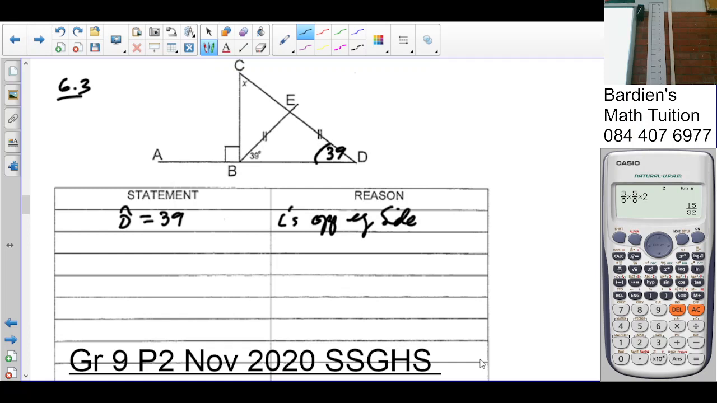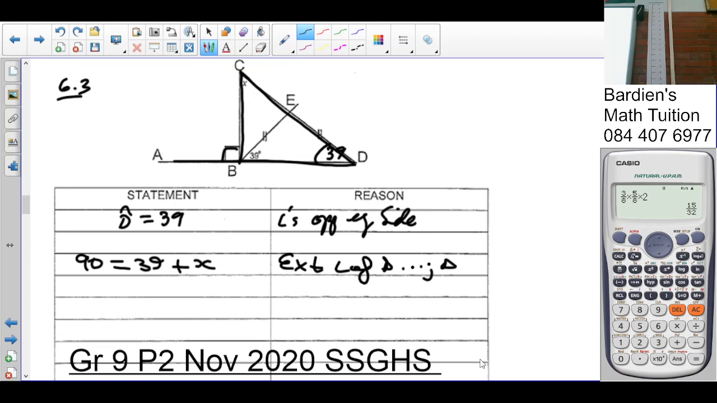Now what? Stuck? No. 90 degrees is equal to x plus 39. Why? 39 plus x. Why? Exterior angle of triangle, and it's triangle CBD. Now what? So for x, 90 minus 39, which is 51.